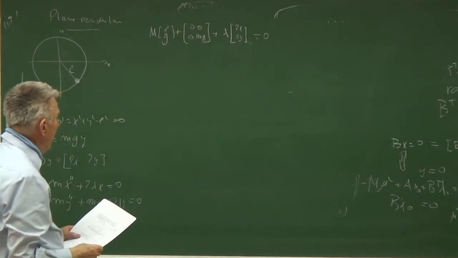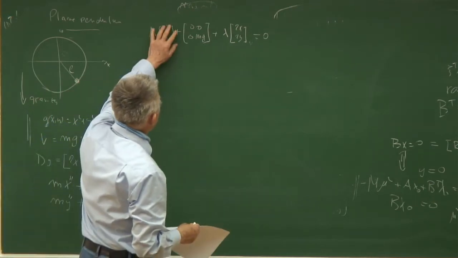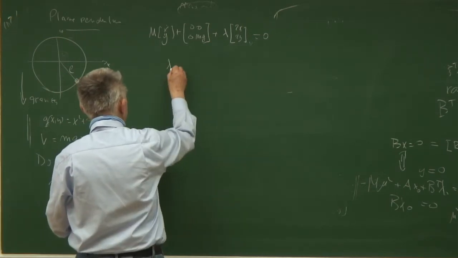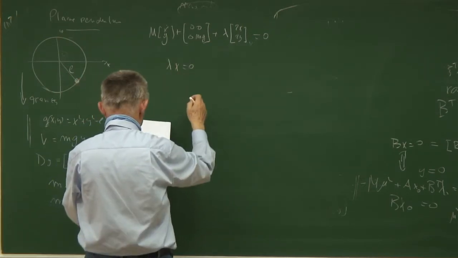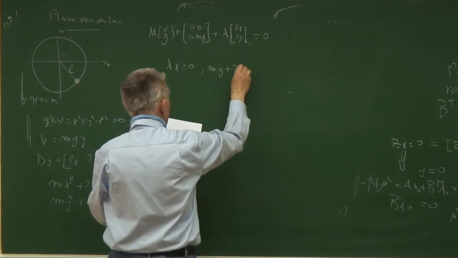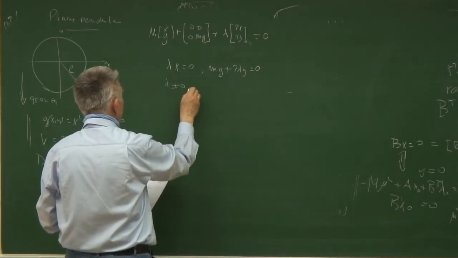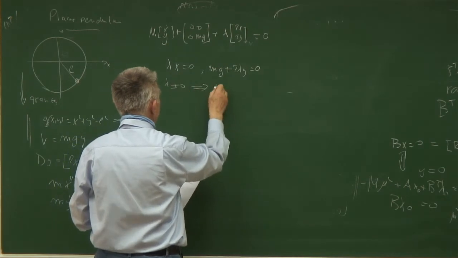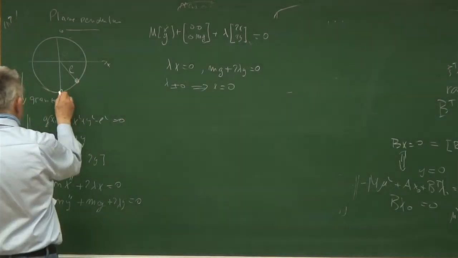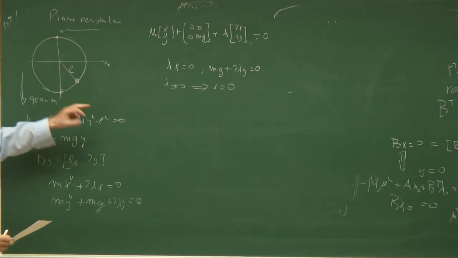What do we have at the equilibrium? We have this equal to 0. So we have lambda x equals 0 and mg plus 2 lambda y equals 0. So lambda must be different from 0, which then implies that x must be 0. That's true. Here, these are the equilibria. So x is equal to 0.